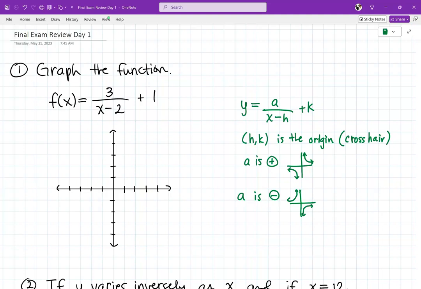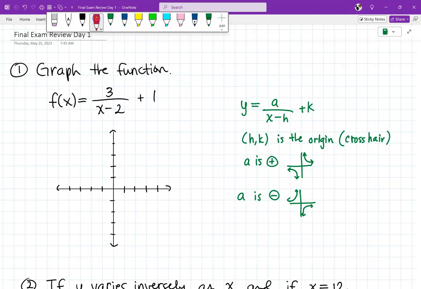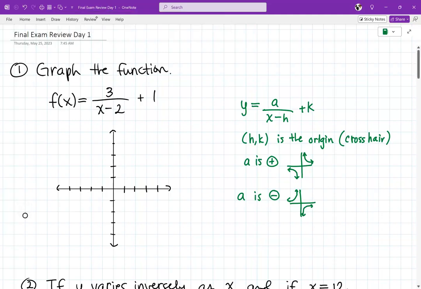All right? So let me go ahead and do this problem. What is my HK according to this problem here? Remember, H is always the opposite. 2, 1, right? So my HK is 2, 1. So I'm going to go to 2, 1. I'm going to put a tiny little dot right there. And then I'm going to make dashed lines like this and like this. And this is my new kind of like origin, my new center.